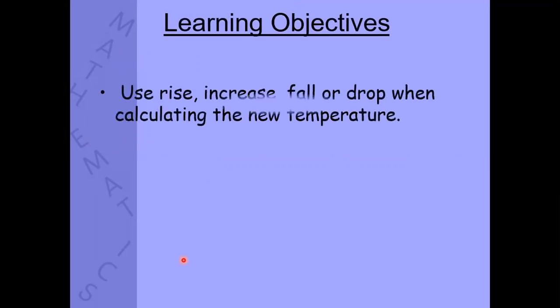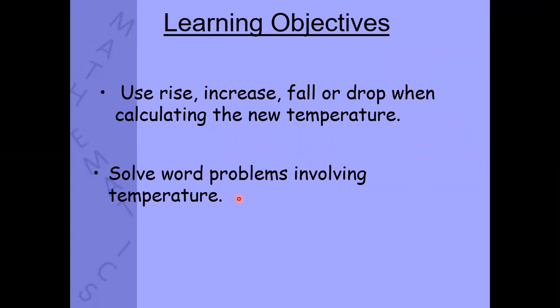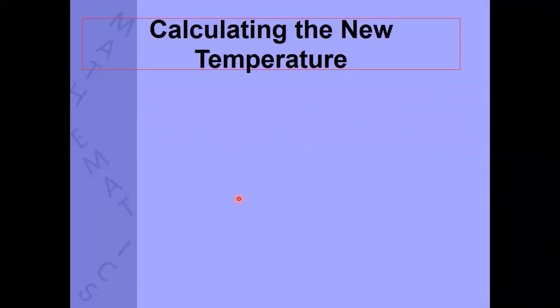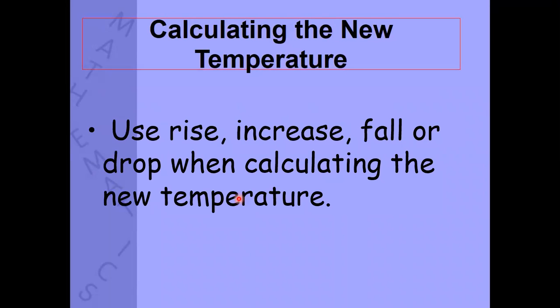Let's start with our first objective. In calculating the new temperature, we're going to use rise, increase, fall, or drop. And also, you need to solve word problems involving temperature. So this is our first objective. Don't forget that we are going to use rise and mostly fall or drop.